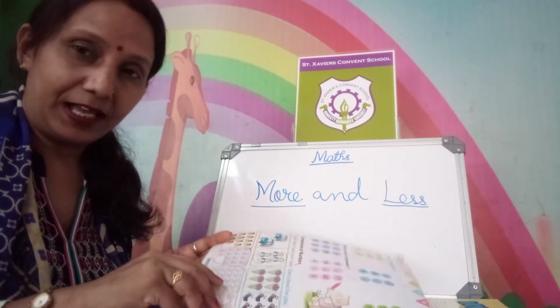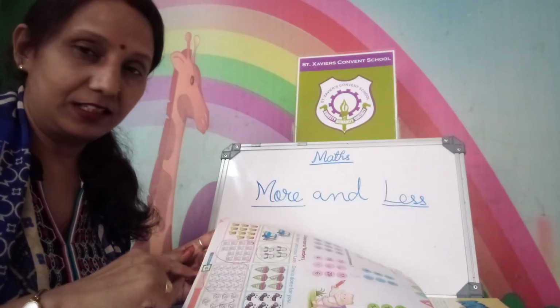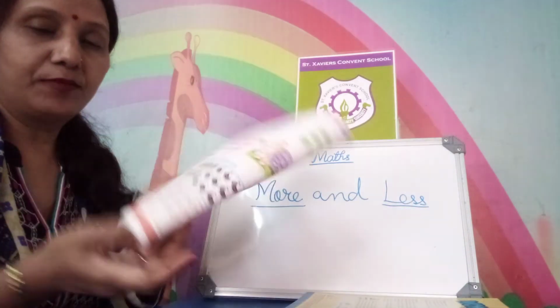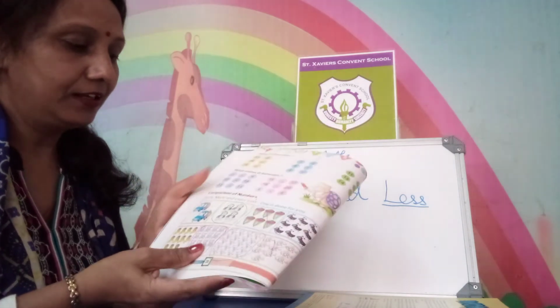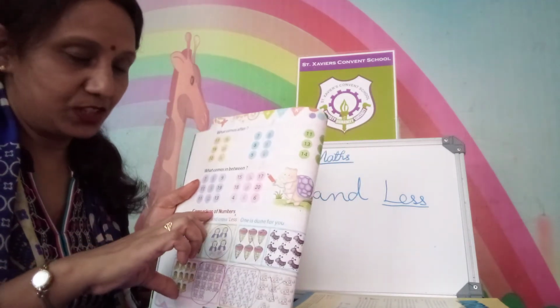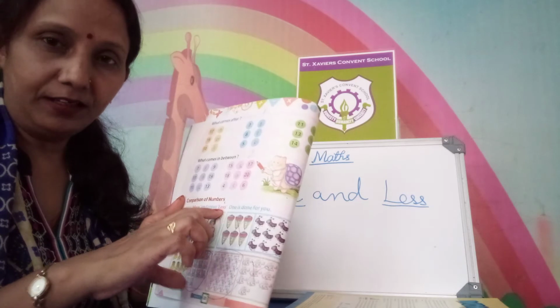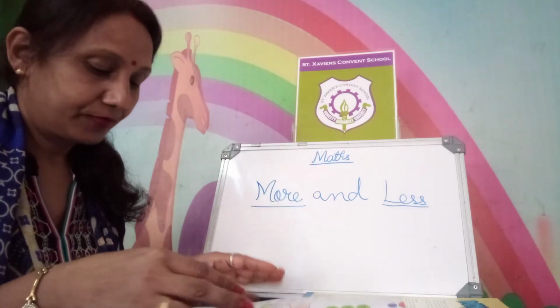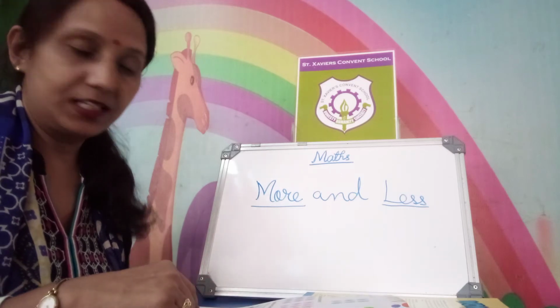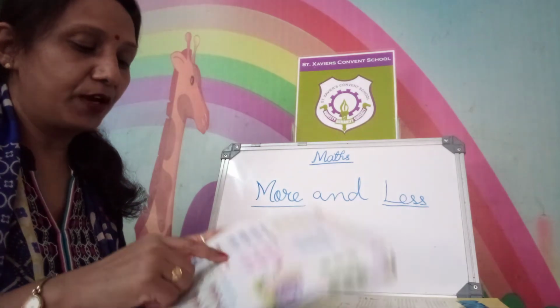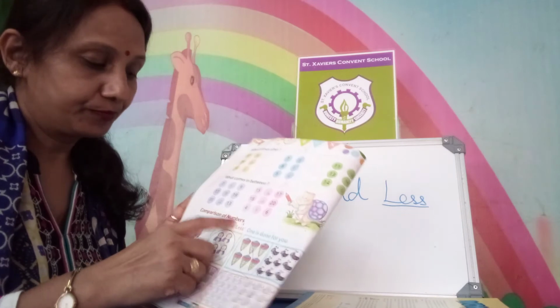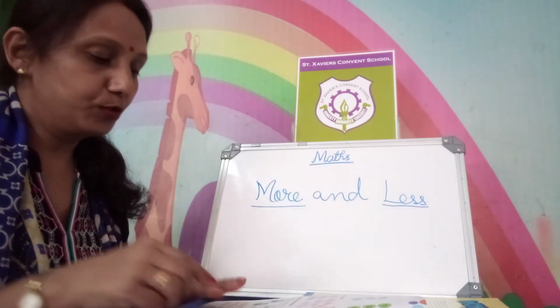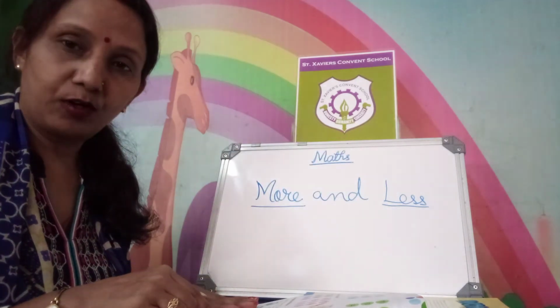Open your passbook, page number 20. Which page? Page number 20, you open and see this passage. I am going to explain. Just try to understand and do the practice for it, okay? On page number 20 you see the comparison of numbers written there. Now what you have to do: circle more and cross less.